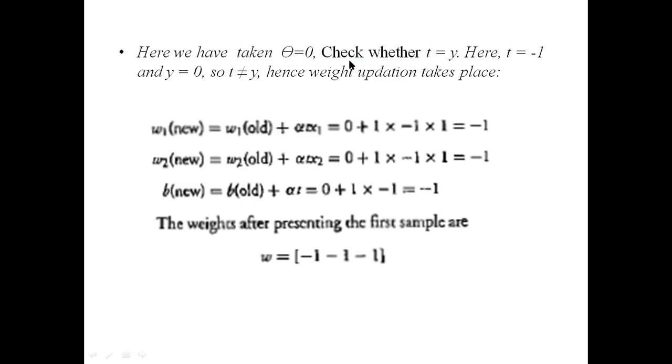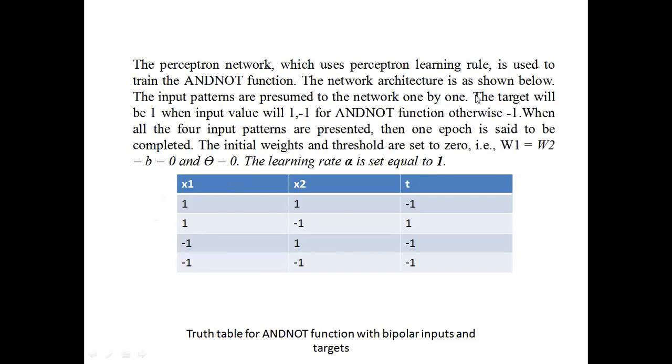Then we first check what is the value of y. Here t is equal to y, meaning target. So initially t is equal to -1. Why t is equal to -1? If we consider the truth table, for the 1 1 combination, the target will be -1. Therefore x1 is equal to 1, x2 is equal to 1, and t is equal to -1 for the first input pattern.